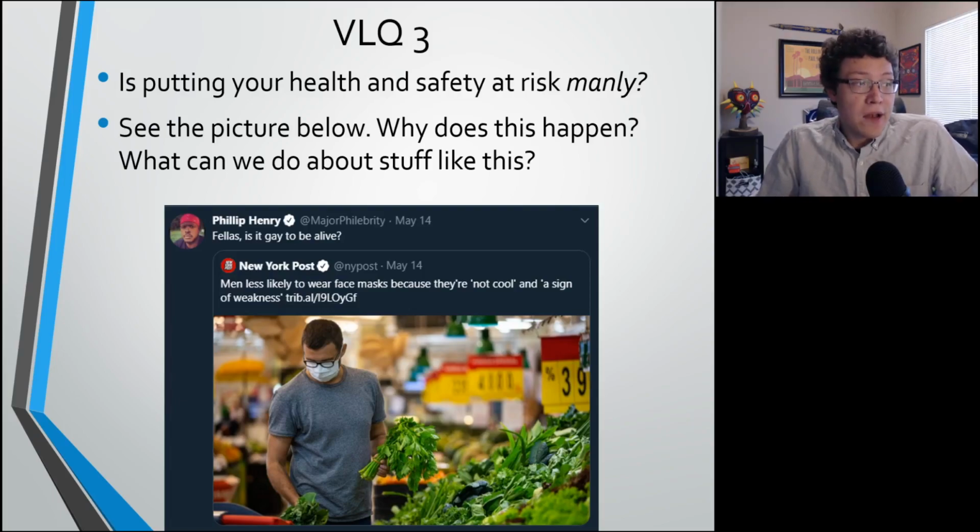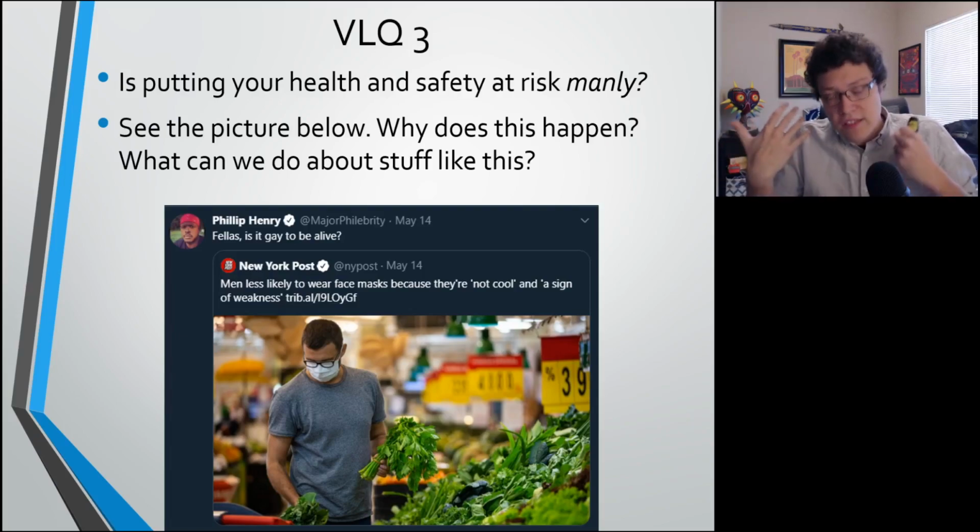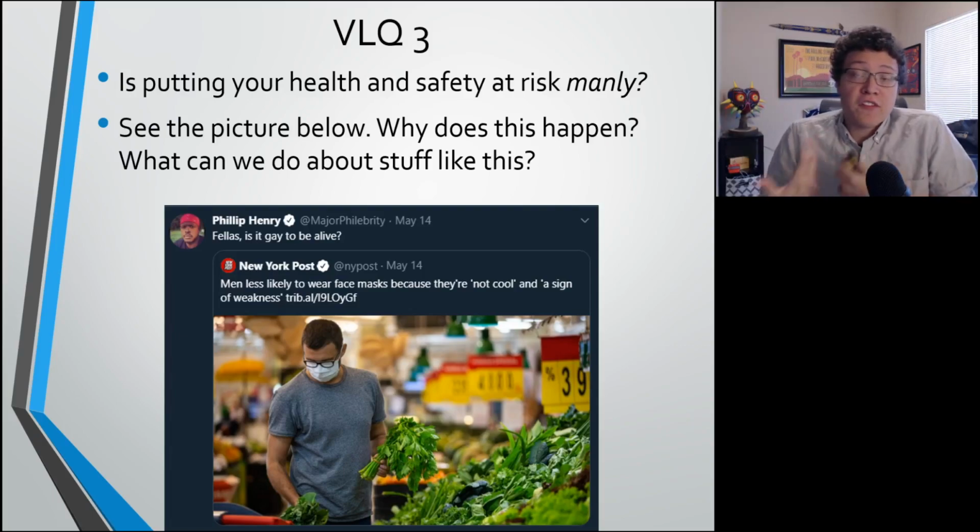And I love Philip Henry's kind of response here. He's saying that this is considered stereotypically feminine and suggesting that that is kind of being gay. I would say that that's not exactly the most appropriate way to put this, but I think it is kind of a facetious way to say, is it really that wrong to wear masks? And why do we see this? So go ahead and pause the video and answer that question as well.